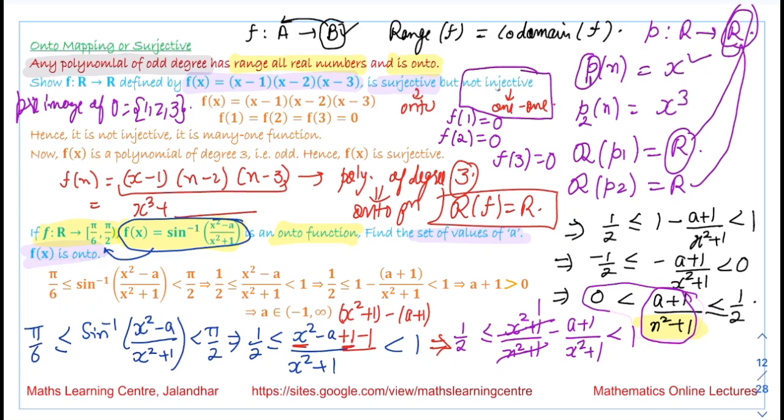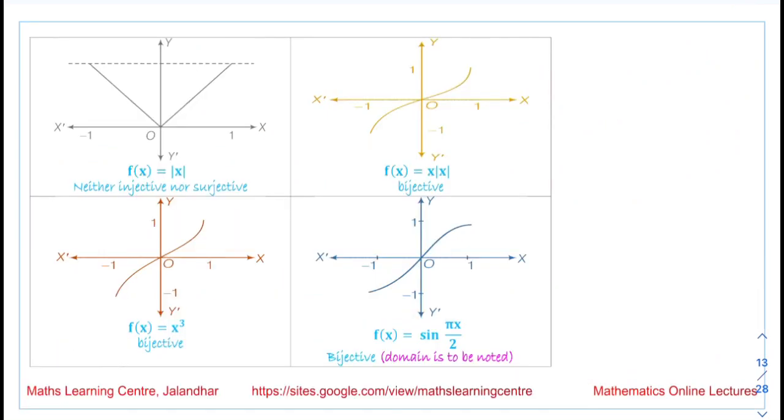So on solving these first two parts, we obtain that a + 1 is greater than 0. So this implies a is greater than -1. This gives us that the value of a lies between -1 and infinity. So if the value of a lies between -1 and infinity, this function will be an onto function.